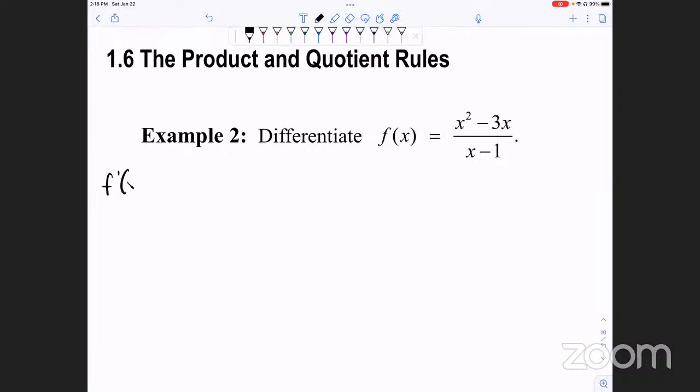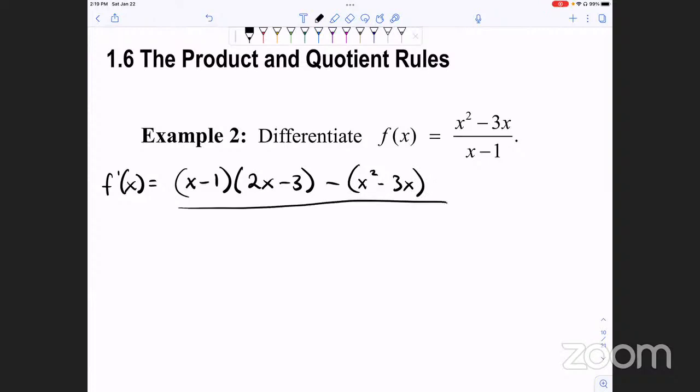To find f prime of x in this case, we go low d high minus high d low over low low. So low is x minus 1. D high, the derivative of the top, is 2x minus 3. That's low d high minus high, which is x squared minus 3x, d low, the derivative of the bottom, which is just 1, over low low, which is x minus 1 squared.